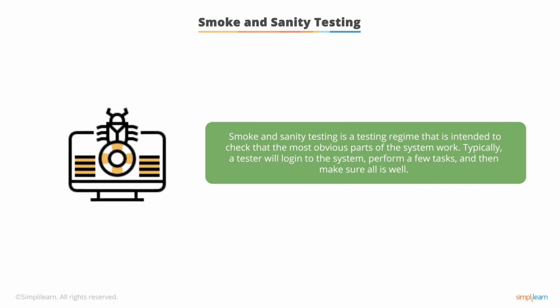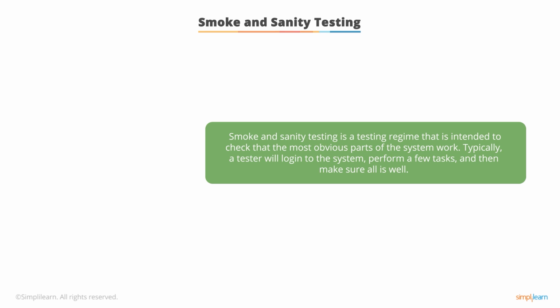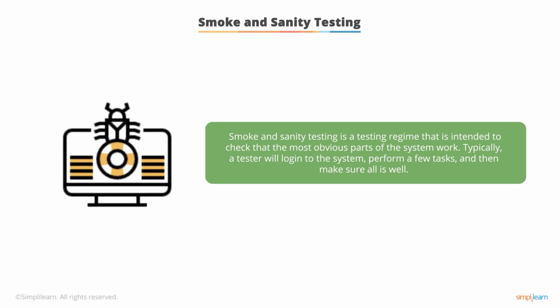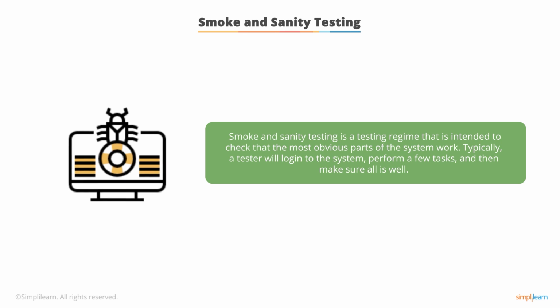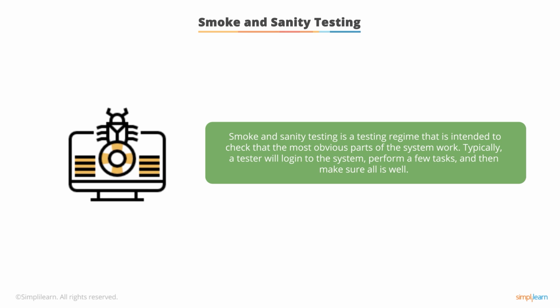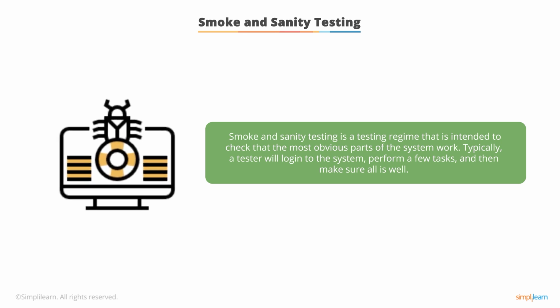Smoke and sanity testing is a testing regimen that's intended to check that the most obvious parts of the system work. Typically in smoke testing, a tester, or the automated equivalent, will log into the system, perform a few tasks, and then make sure all is well. Smoke and sanity tests are intended to be fast and just good enough to make sure that there's nothing dramatically wrong with the system.